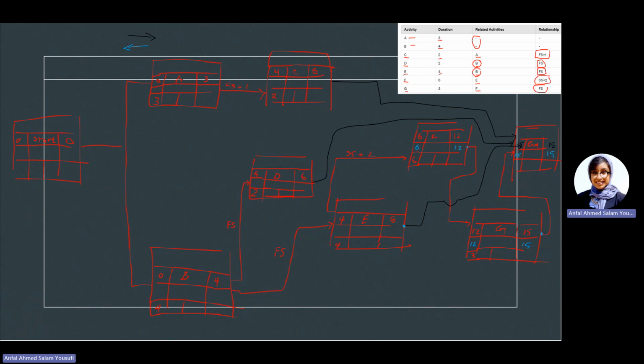Let's go see E. So E, we're having one output that is coming from end. What is my end in here? That is 15, meaning the latest I can finish this one would be in day number 15. What is the latest start? It will be 15 minus 4, that is 11. Hope that is clear. Okay.